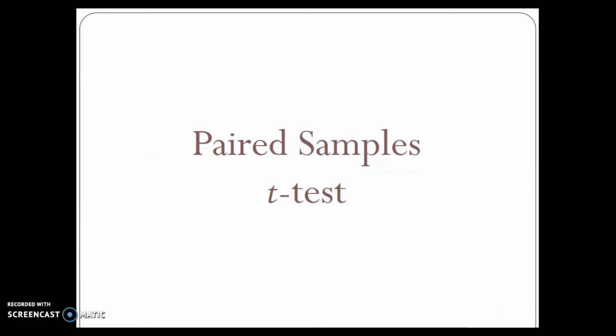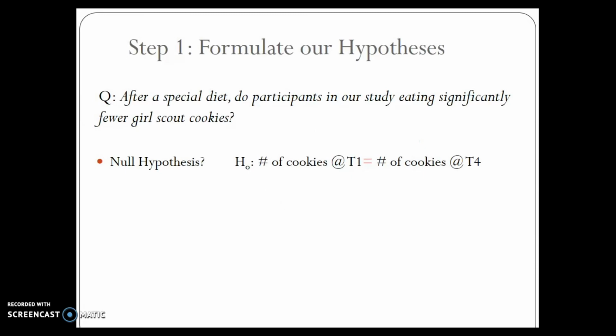If your sample is related to one another in some way, for instance, perhaps husbands and wives, perhaps you're looking at time 1 versus time 2, you'll want to do the paired samples t-test. So our research question here is, after a special diet, do participants in our study eat significantly fewer Girl Scout cookies? Okay, so our null hypothesis is going to be the number of cookies at time 1 equals the number of cookies at time 4. Just for your reference, I do call it time 4 because we had 4 measures of weight.